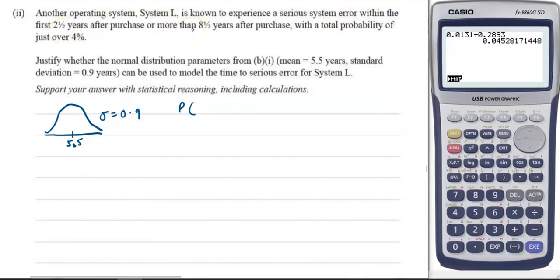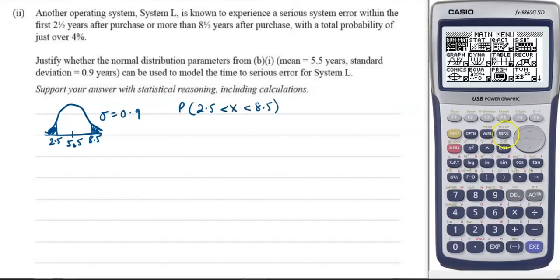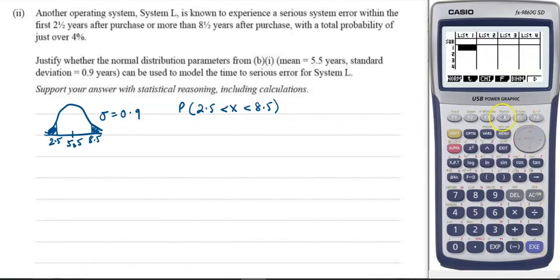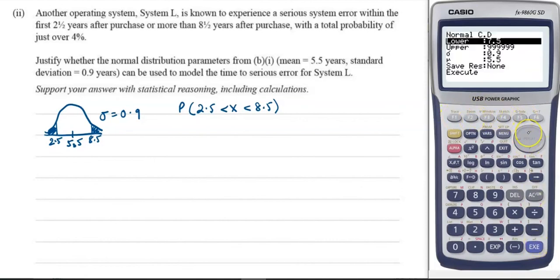We want less than 2.5 here and more than 8.5 in here. So what I'm actually going to do is find the probability between them and then just take it away from 1. So if we do between 2.5 and 8.5, that's going to have a lower limit 2.5, upper limit 8.5. Same things for the other stuff. That is equal to 0.9991.